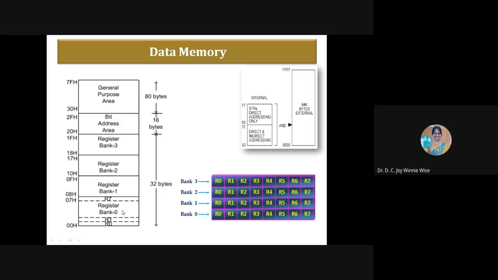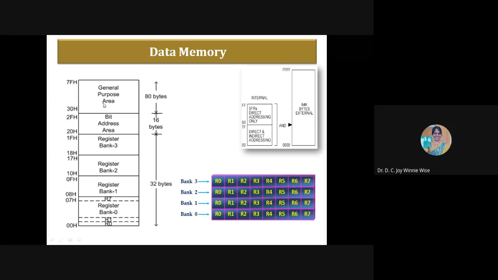Okay. So coming to this diagram, here we have bank 0, with 8 registers, that is from 00 to 07. Bank 1 consists of another 8 registers for memory locations 08 to 0F. Bank 2 consists of another 8 registers from 10 to 17. And bank 3 is from 18 to 1F. Above this, we have a bit addressable area, from memory location 20 to 2F. And above this, 80 bytes are used for the general purpose area.